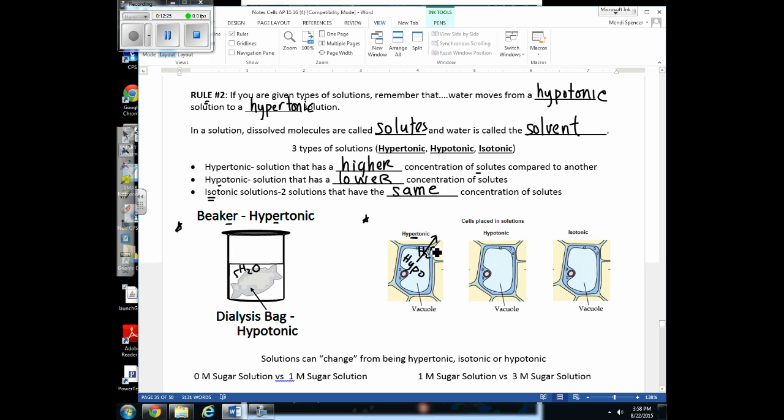cell. If the outside solution is hypotonic, then the inside's hypertonic. Water is going to flow into this cell. And there's no net movement of water occurring whenever the outside solution is isotonic compared to the cell. So for the water that's going to move in, there's going to be a relatively equal amount of water that's moving out of the cell.